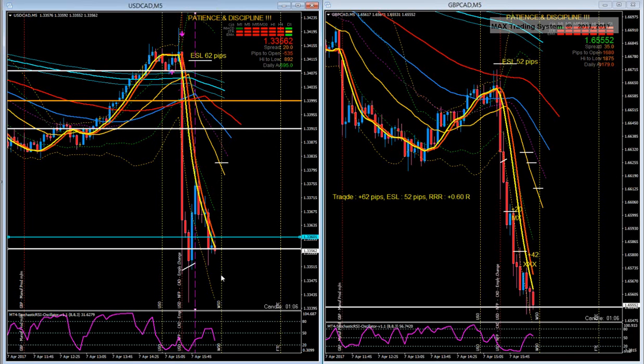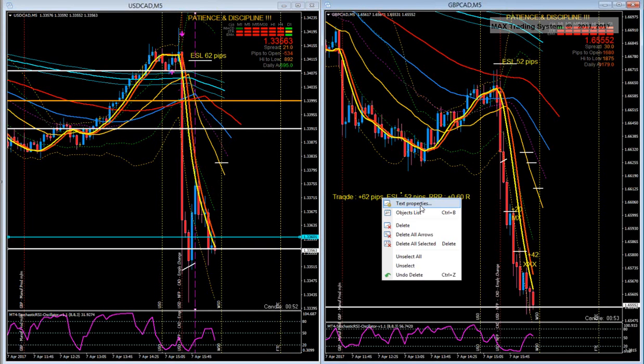So it seems the price wants to cross the level, which is good. Oh, I have a typo here.